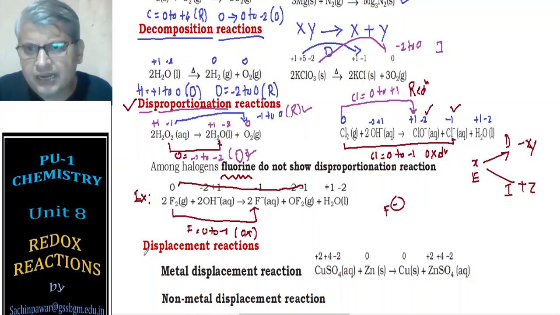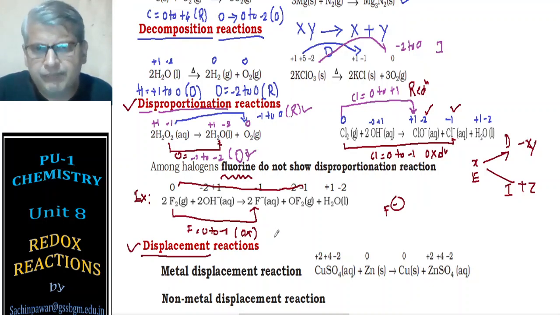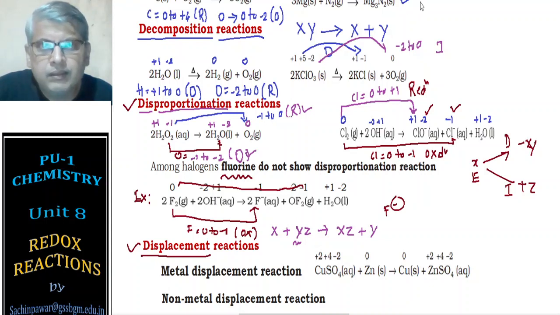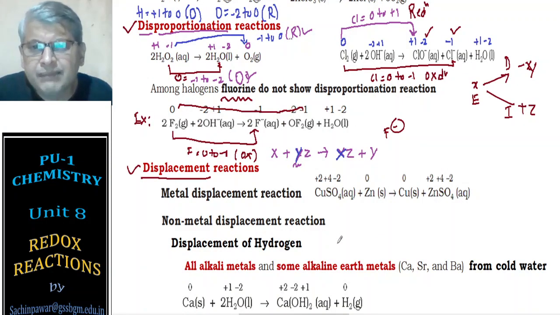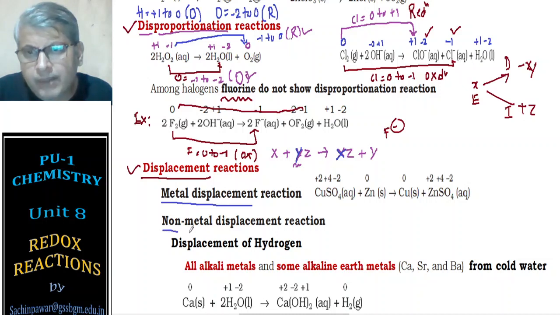The next reactions are displacement reactions. Word to word meaning I have already discussed. Displacement means you have an element X, and suppose I have one more compound, say YZ, then I can displace Y from YZ by reaction, replacing Y by X. I'll get XZ plus Y. So here Y has been displaced, or has been replaced by X. This is a displacement reaction. Now in your syllabus you have some examples related to metal displacement and non-metal displacement.